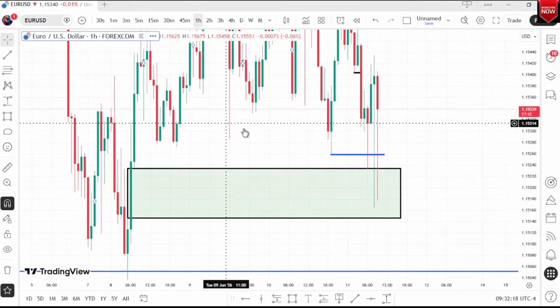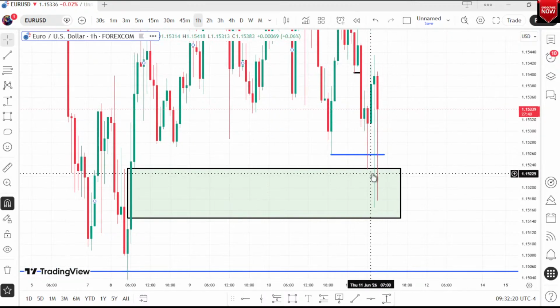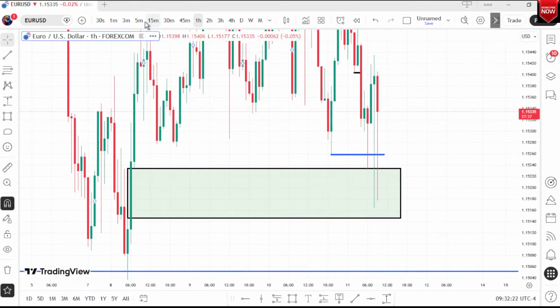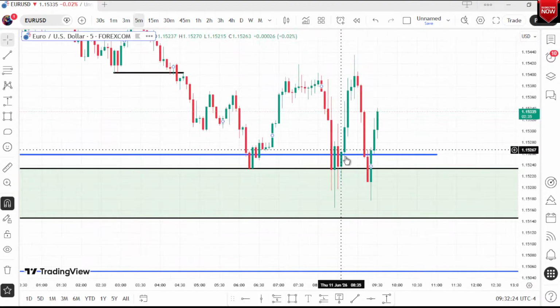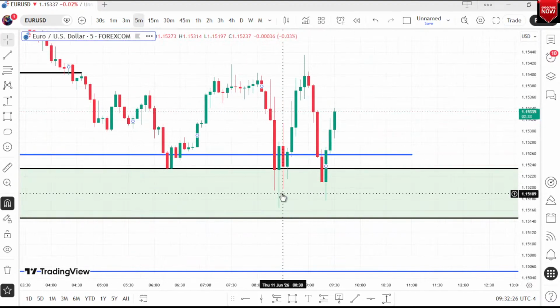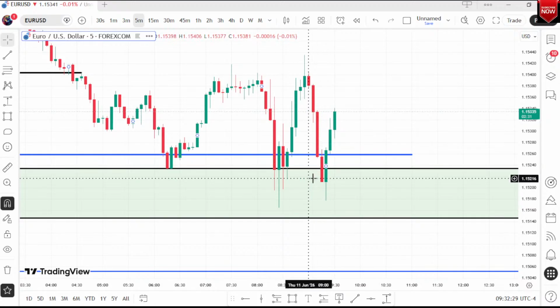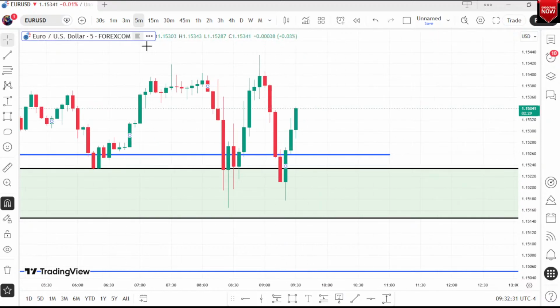This is a fair value gap. Price has come to that fair value gap, then took out the sell side liquidity. Then you see there is no market structure shift in the 5 minute.